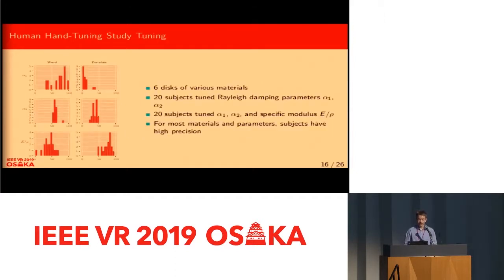And so we had 20 subjects who tuned the two Rayleigh damping parameters, and we had an additional 20 subjects also tune the specific modulus of the material. For most materials and parameters, the subjects were able to agree on what the ground truth value should be for that parameter. There were a few cases, particularly for alpha 1 for heavily damped materials such as wood, where there was more variance, but in most cases there was high agreement.